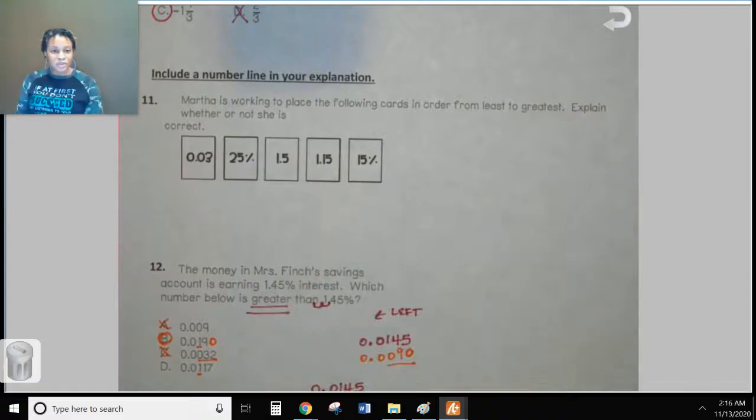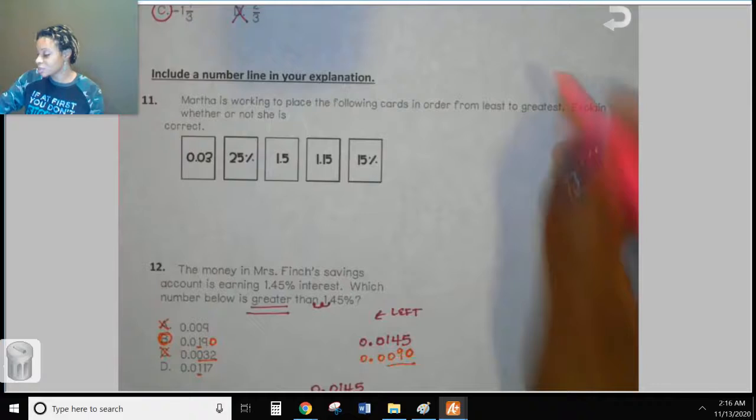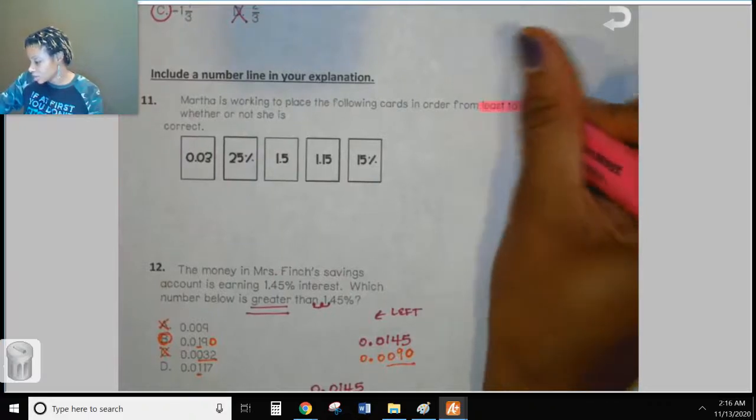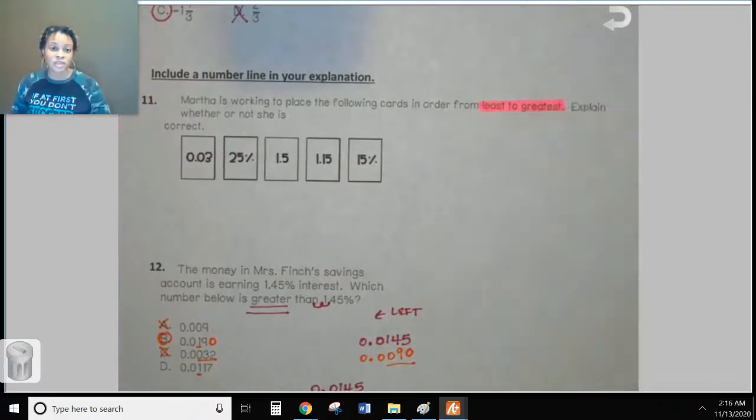All right, so next we have a word problem about Martha. Martha is working to place the following cards in order from least to greatest. Again, least to greatest. Always read that. Don't assume it's always going to be least to greatest, but it is this time. Explain whether or not she is correct. So here we see decimals, percents, and some mixed numbers.